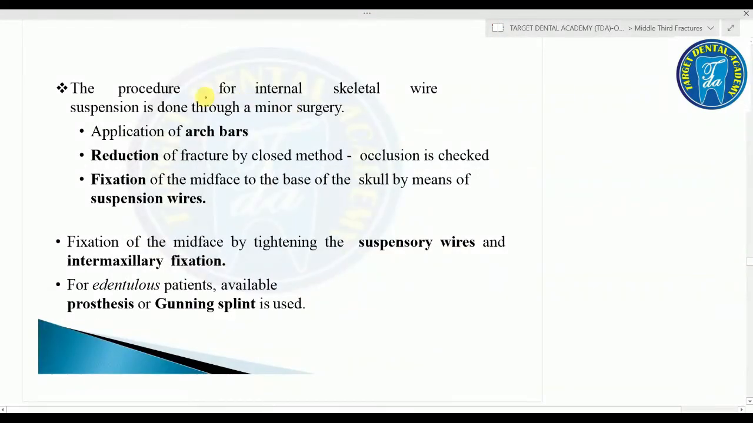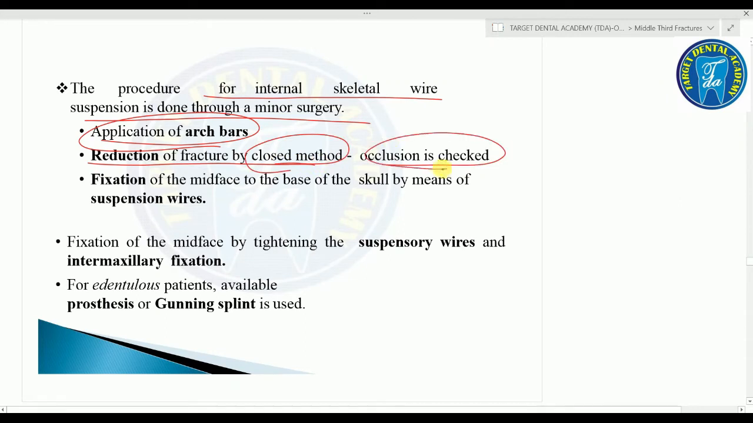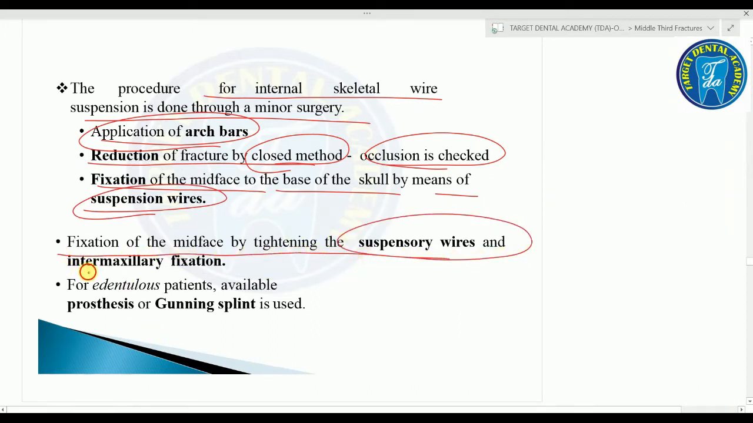Now the procedure for the internal skeletal wire suspension is done through a minor surgery, either with the application of the arch bar, reduction of the fracture by the closed method, or the occlusion is checked, then fixation of the midface to the base of the skull by means of suspension wires. So fixation of the midface by tightening the suspensory wires and the intermaxillary fixation. And for the edentulous patient, available prostheses are the Gunning splint. We have already discussed it. The mandibular fracture Gunning splints are used for the edentulous patient.